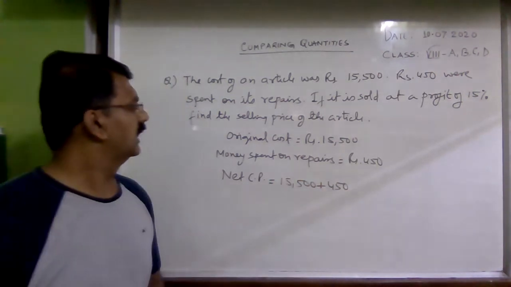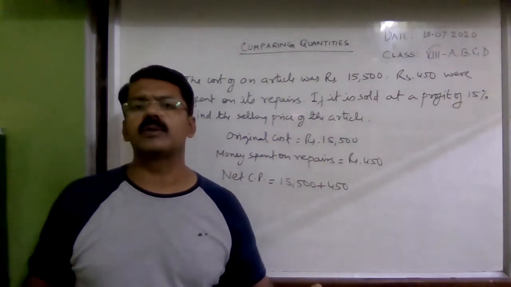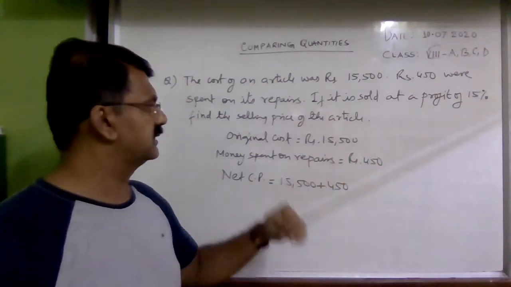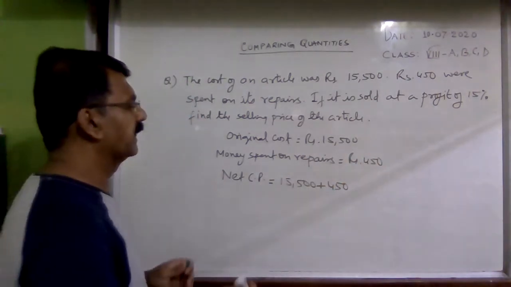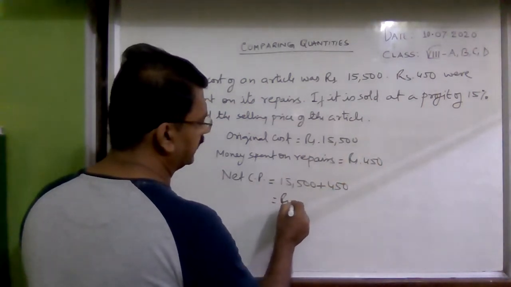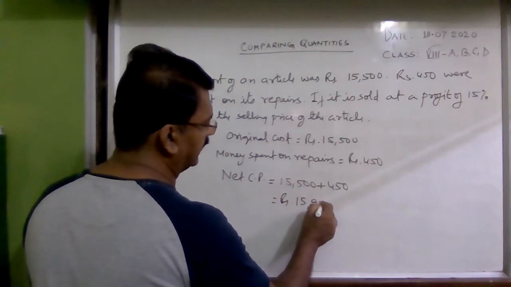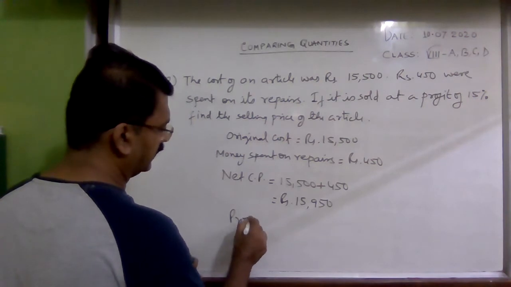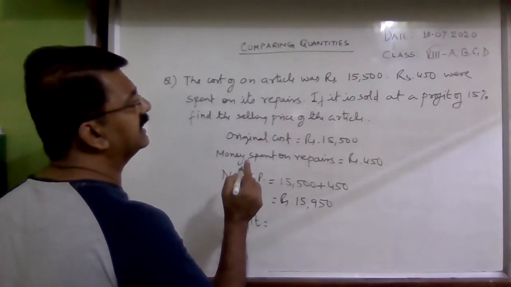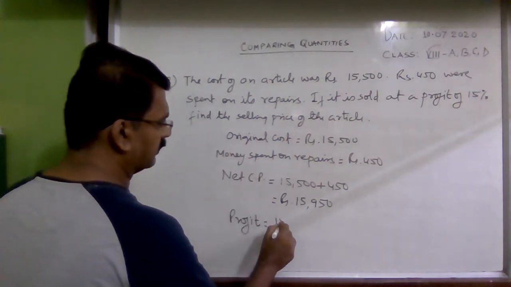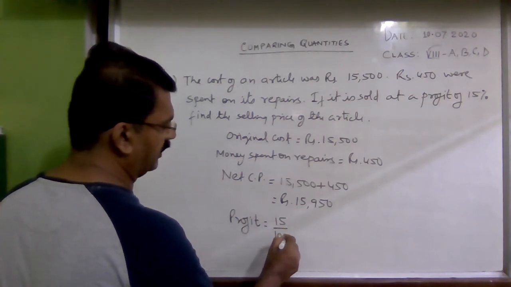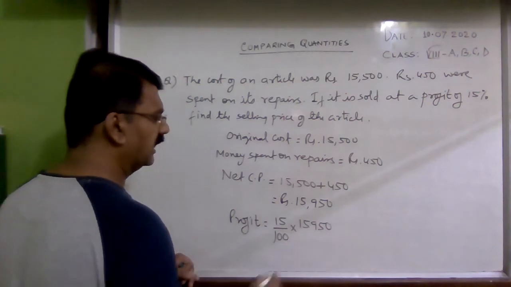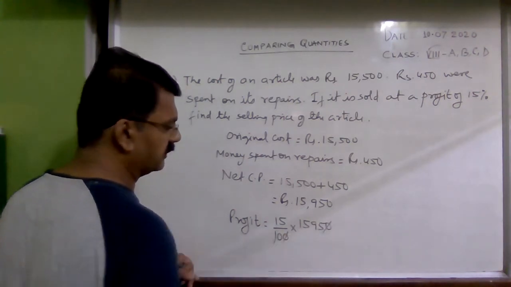I told you this money spent on repairs is also known as overhead charges. So that is added to that CP to get the net CP. When you add, it is rupees 15,950. Clear? Now profit. It is given that profit is 15%, so profit is 15% of 15,950.